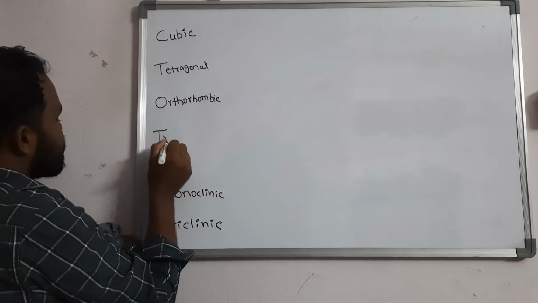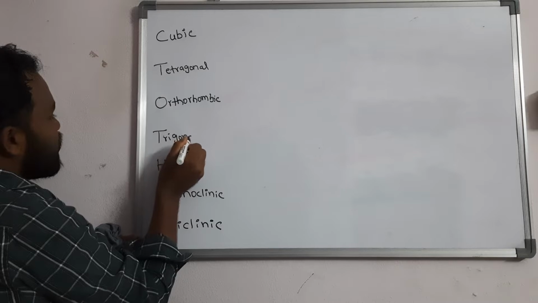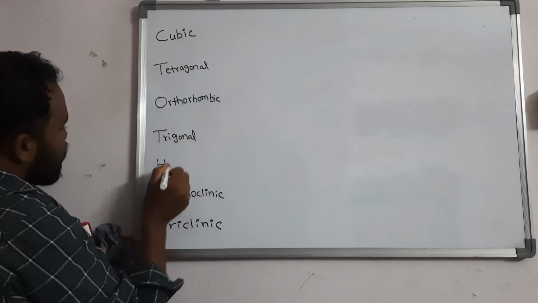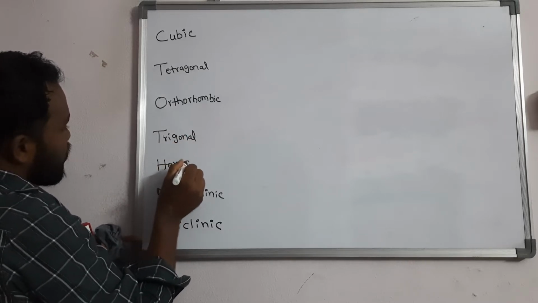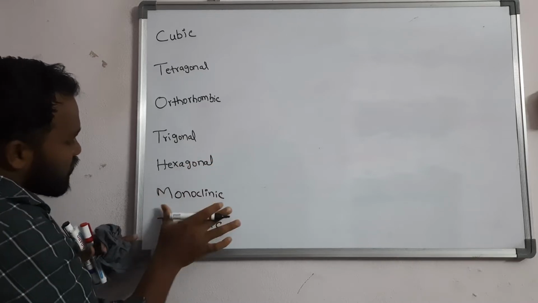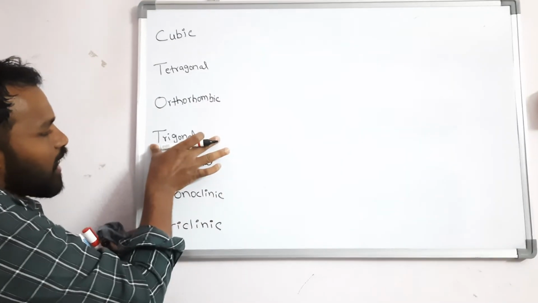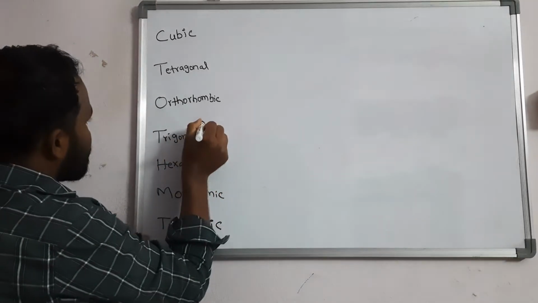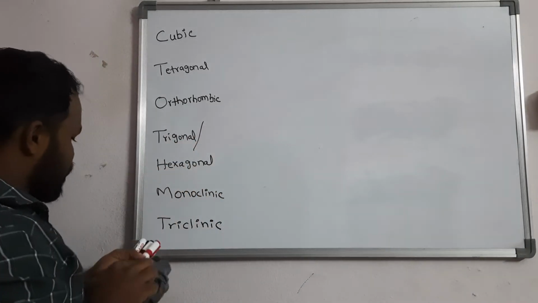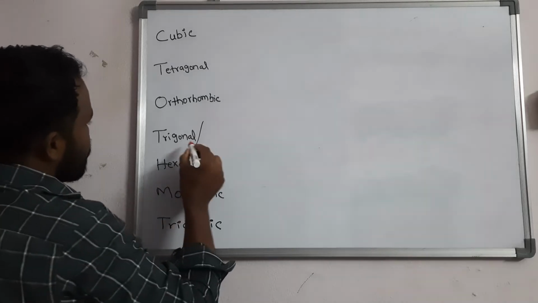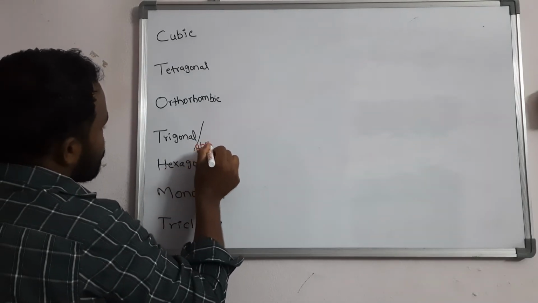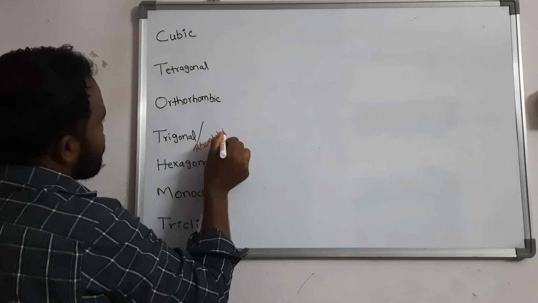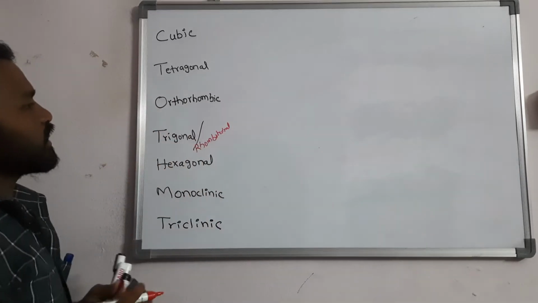Next, T means trigonal. Next, H means hexagonal. Last two terminologies are the same: monoclinic, triclinic. The last two, trigonal and hexagonal, are the same. CTO, HTMT. Whatever the code word we discussed, that only we got. So here you can say trigonal, or simply you can say rhombohedral. Sometimes if they give rhombohedral, that is also correct, right?